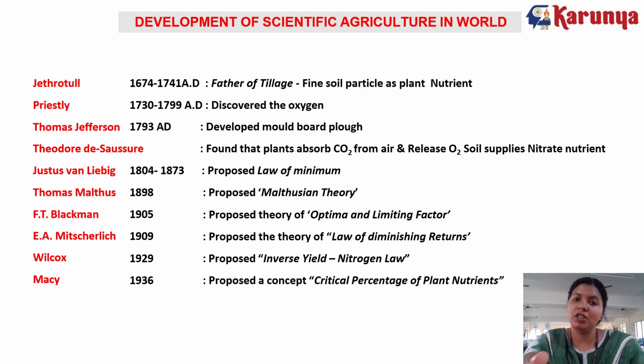Next was Mitscherlich. He gave the concept of the law of diminishing returns. He said an increase in fertilizer will increase the yield only up to a certain limit. Next came Wilcox and Macy. They proposed the critical nutrient concept. They said plants need nutrition at a critical level for better and proper growth. So all these scientists made agriculture more scientific.